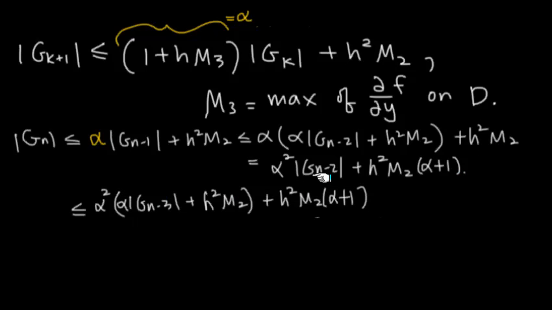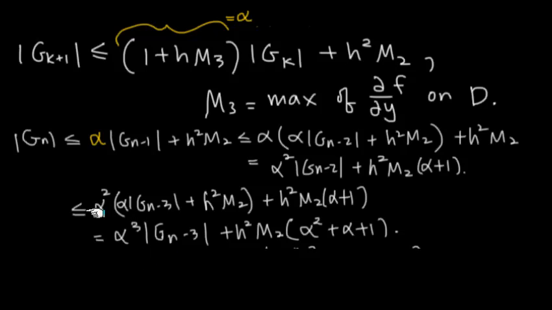In the next line, I'm replacing this Gn minus 2, that's the only gap that's appeared in this part, with this Gn minus 3 again. Here's Gn minus 2, so there's Gn minus 3. So Gn minus 2 here is replaced by this whole thing, which has appeared here. Alpha times Gn minus 3, h squared m2. Okay, now if you expand it and simplify, we have alpha cubed multiplied to Gn minus 3, and collect all the h squared m2, there's alpha plus 1, it was not r, it was alpha squared plus alpha plus 1.